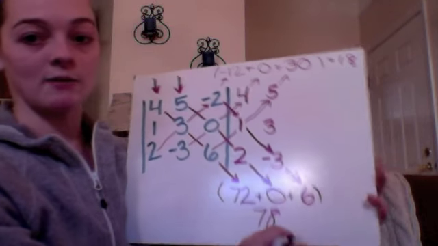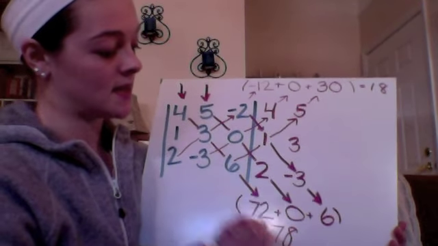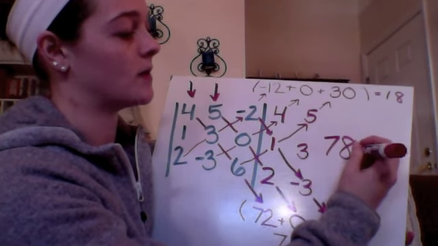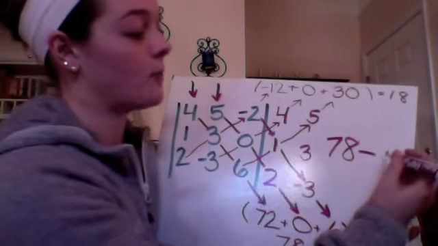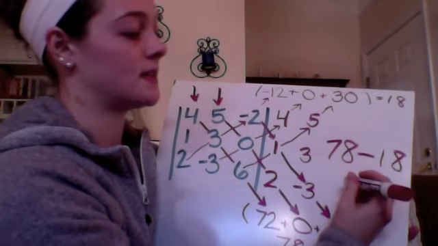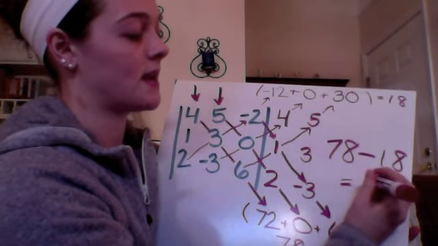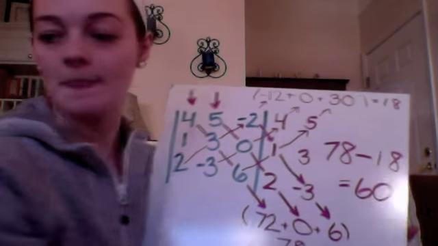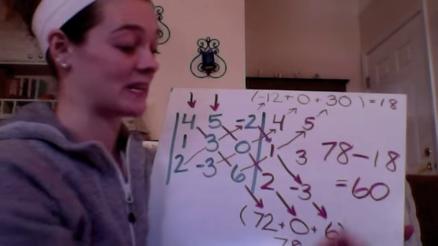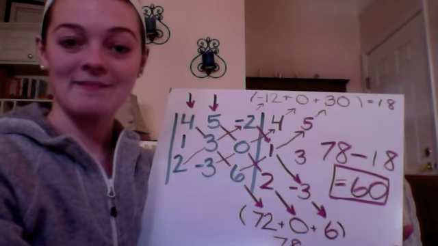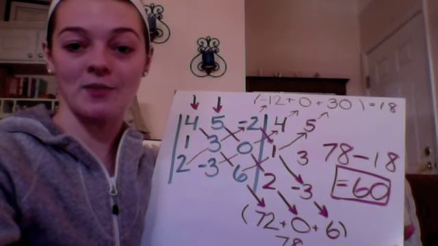Alright, so just like I did with my 2 by 2s, I'm going to take the downward diagonals of 78 and I'm going to subtract the upward diagonals. So 78 minus 18, that is going to give me a determinant of 60. And once again, you're just going to get a constant. Okay, that's the determinant for a 3 by 3 determinant.